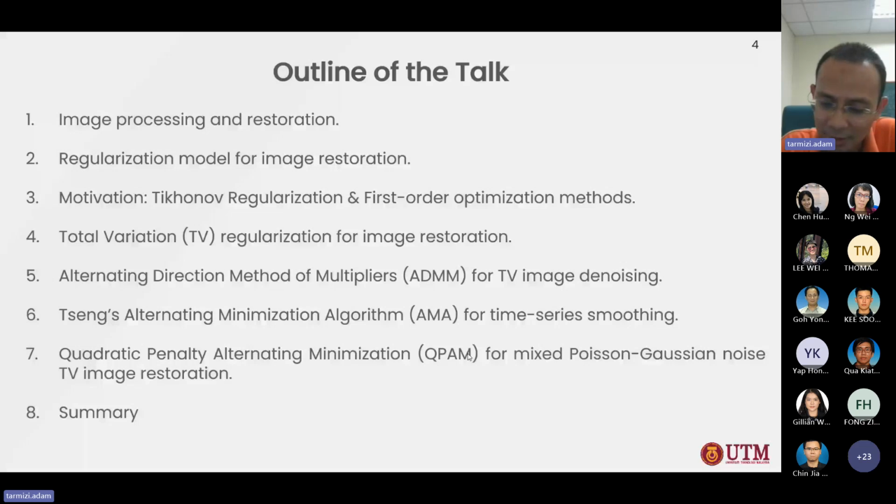One more thing is that because my background is computer science and electrical engineering, maybe the mathematics is not quite rigorous to you guys in the maths department. Okay, so I apologize in advance.